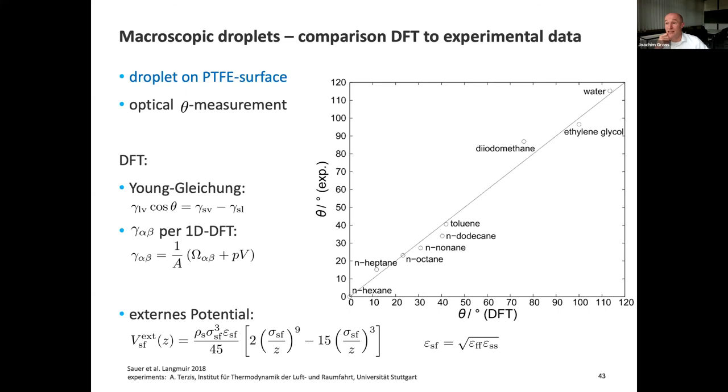So we do have deviations all of a sudden for alcohols of 2% on average, and for water, I think even more, 3-4%. So substantially. Okay.